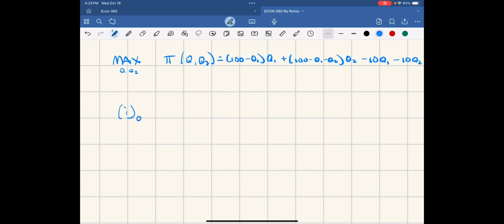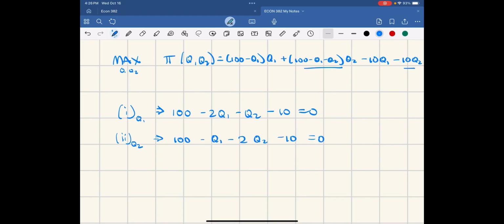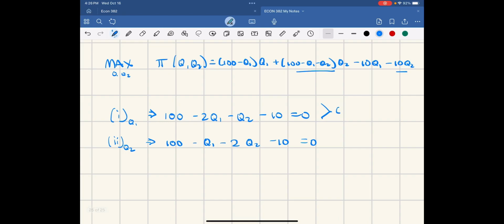So our first order condition with respect to Q1 implies that 100 minus 2Q1 minus Q2 minus 10 equals 0. We now take the derivative with respect to Q2. So we're going to focus down on this term and this term here. And that implies that we'll get 100 minus Q1 minus 2Q2 minus 10 equals 0. So let's go ahead and solve this equation for Q2. So Q2 is equal to 90 minus 2Q1.